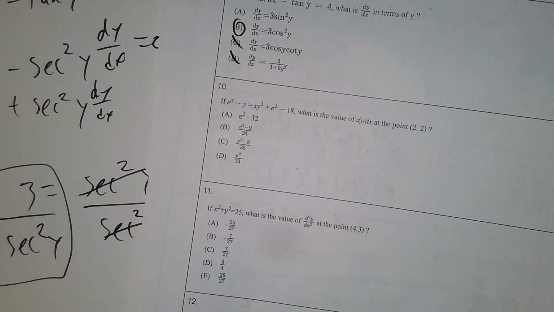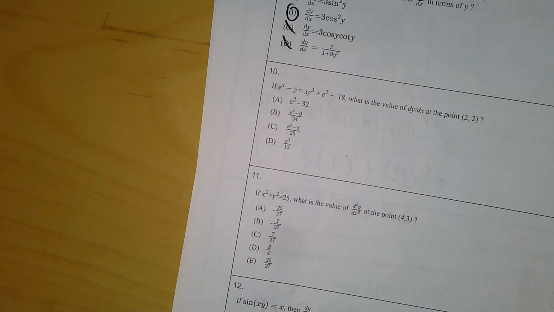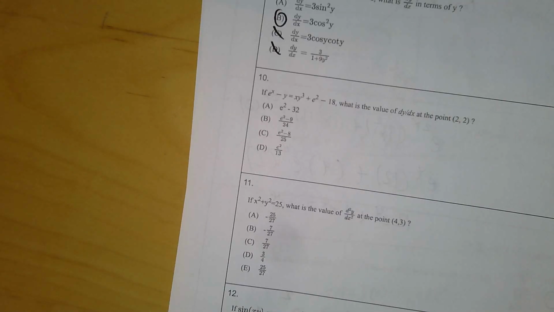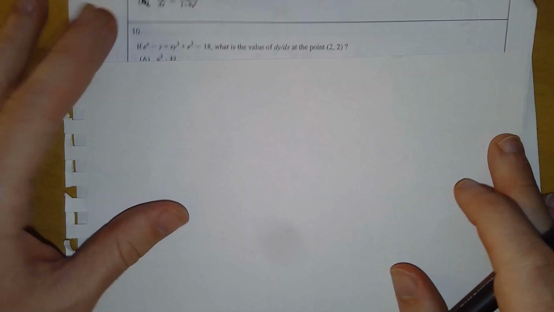If e to the x minus y equals xy to the third plus e squared minus 18, what's dy/dx at (2, 2)? Kind of similar, right? It's just more implicit differentiation, different kinds of questions. They're a little bit more funky, a little more weird, but there's nothing you can't do.